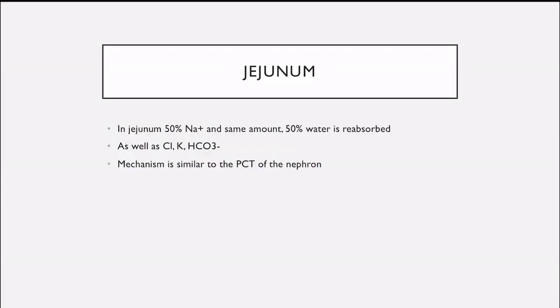Then you have the jejunum. You should kind of learn this word for word. This is very important. In the jejunum, 50% of sodium and about the same amount, 50% of the water, is reabsorbed, as well as chloride, potassium, and hydrogen carbonate. The mechanism is similar to the PCT, proximal convoluted tubule, of the nephron.